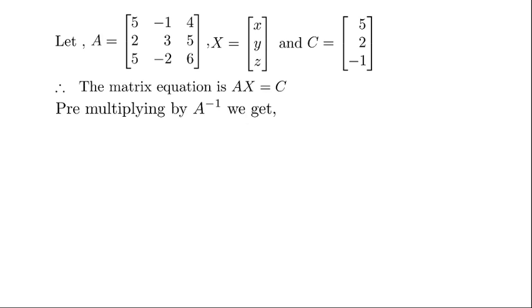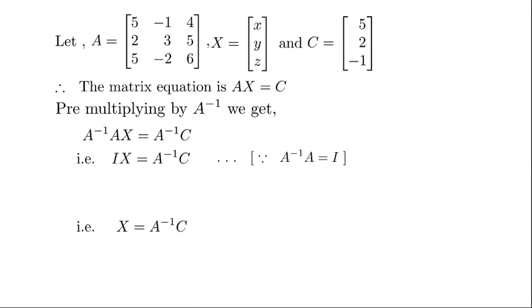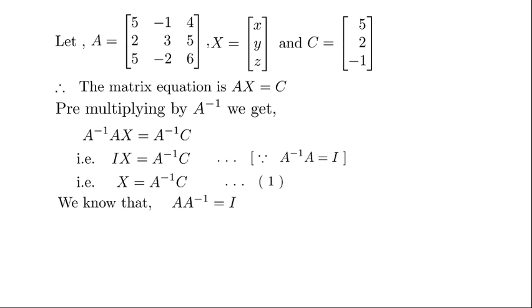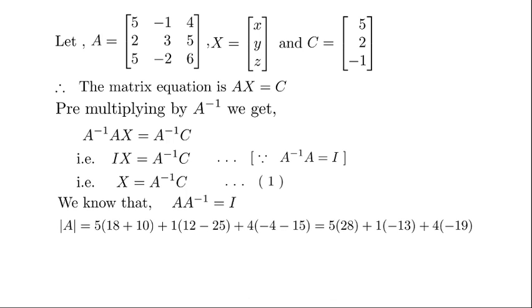Now pre-multiplying by A inverse, we follow the same process as in the previous example. So we get X equal to A inverse into C. We call it equation 1. And here we have A into A inverse is equal to I, but I am not going to use this result here. We are going to do it by the adjoint method.